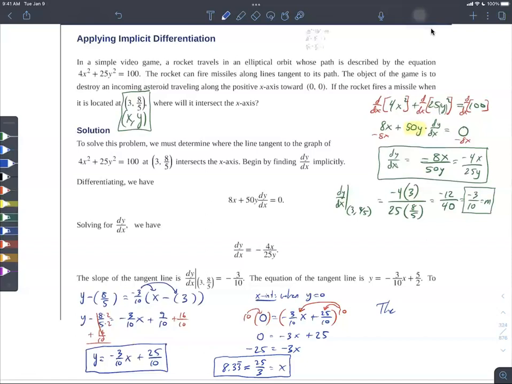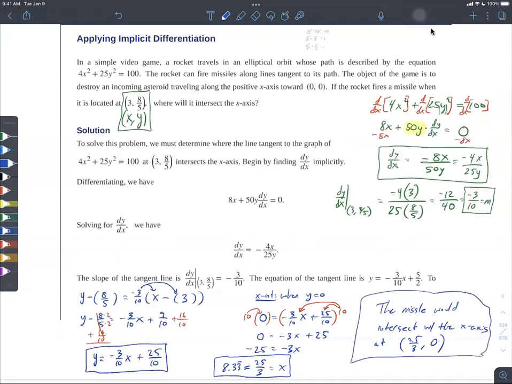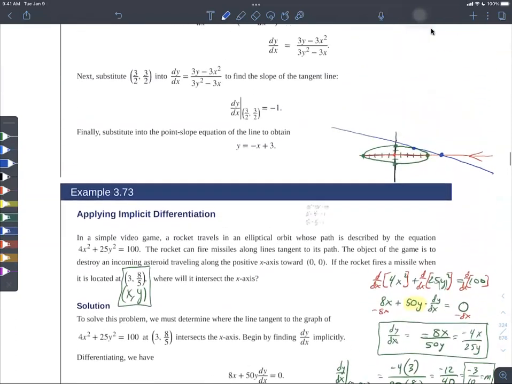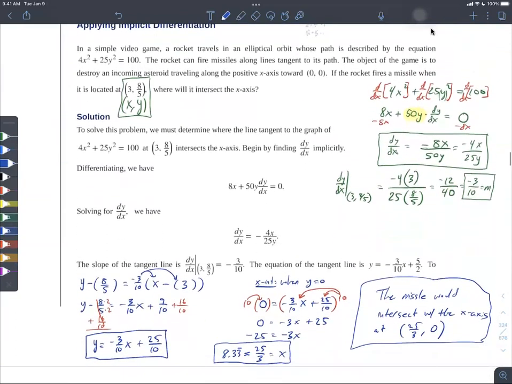So we would say the missile that the rocket fires would intersect with the x-axis at (25/3, 0). And we said that's approximately (8.33, 0). And yeah, that looks roughly correct there for the location. We said it was larger than 5 because this is an x value of 5. It's a little bit further to the right. 8.3 seems about right.